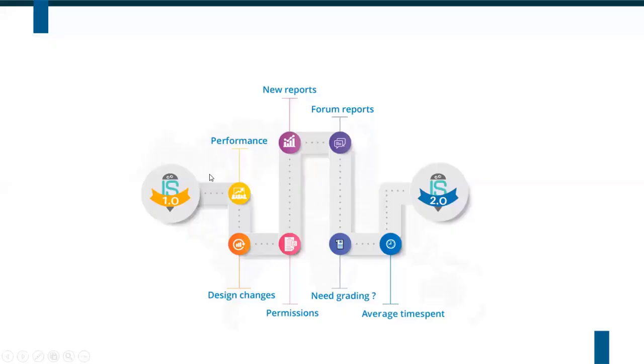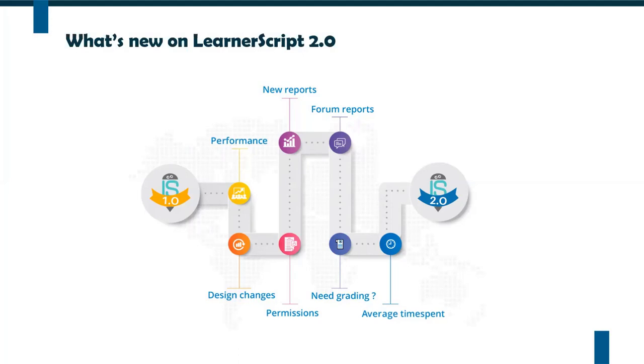Okay, so next, what is new in LearnerScript 2.0? As I mentioned, performance is a high priority for us, but we also changed some of the design and UI, and we added some new reports based on clients' requirements. We got plenty of requirement requests, and some of them are added into version 2.0, and more will be added in the future. We want to improve our tool day by day by adding more features and having a better reporting tool, so that Moodle users can have better reports and a better reporting tool within Moodle. Performance is a major change, along with design changes, new reports, and the permissions have a better change now.